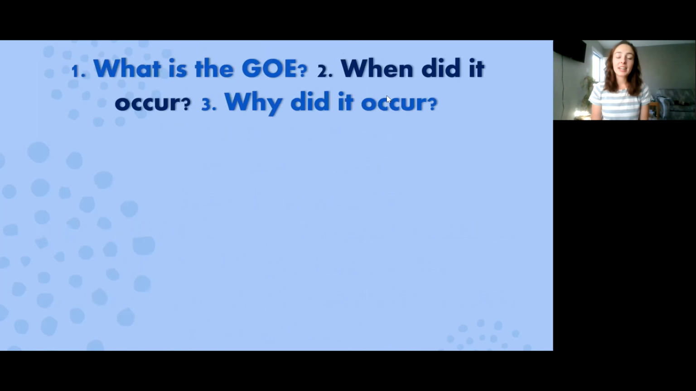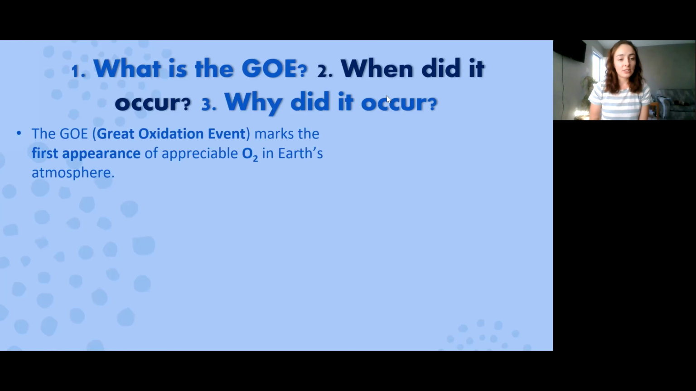First, let's go ahead and answer the first three questions at once. So what is the GOE? Well, the GOE is the Great Oxidation Event, and it marks the first appearance of appreciable O2 in Earth's atmosphere. That is free oxygen, like the oxygen we breathe, in Earth's atmosphere.